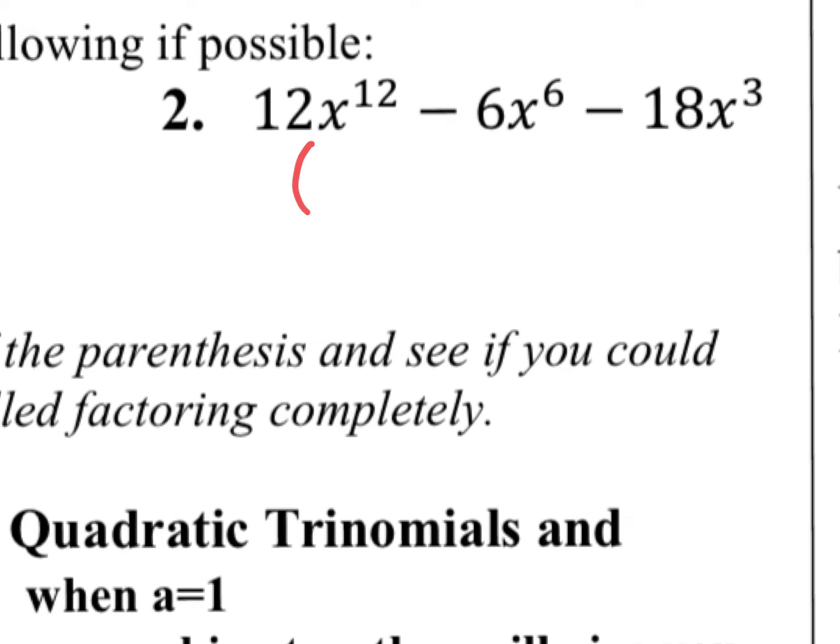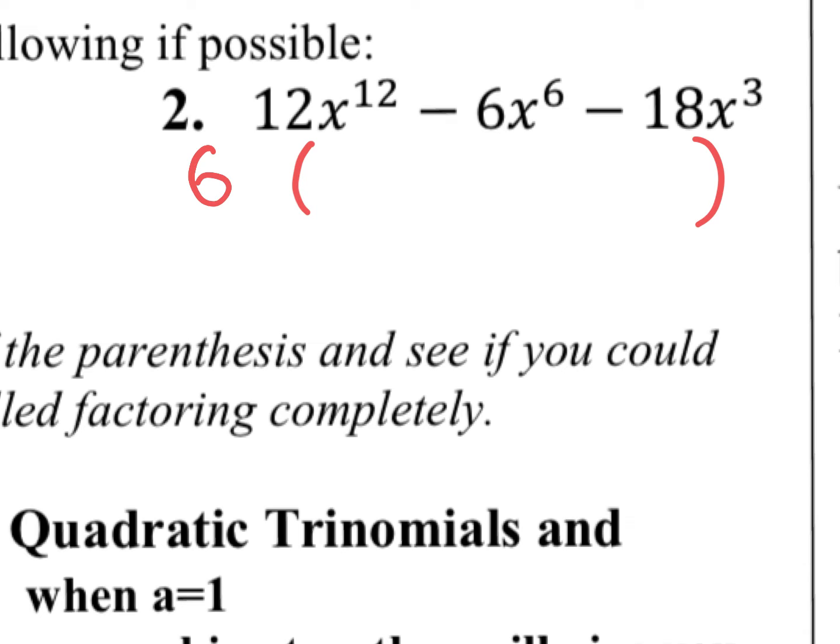Now, you have to be a little careful, because if I look at the 12, the 6, and the 18, I might think, oh, I could pull out a 2. Yeah, that's a common factor, but it's not the greatest common factor. I could pull out a 3. 3 goes into 12, but it's not the greatest common factor. 6, right? So 6 for sure is part of our GCF. But what about the x's?